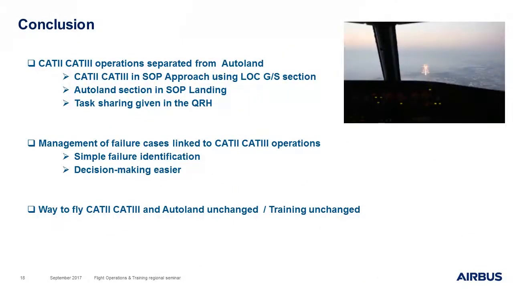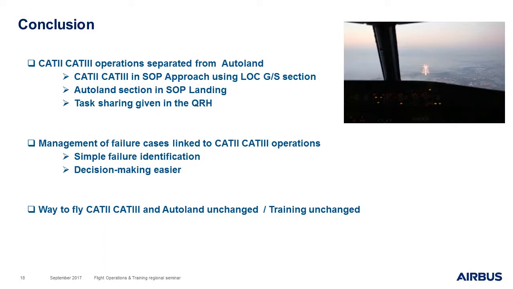As a conclusion of this presentation, we have seen that we have separated CAT2, CAT3 specificities from the Autoland specificities. CAT2, CAT3 specificities are covered in the SOP approach using LOC LIGHT SLOPE guidance. We also cover in this section the management of degraded guidance. We have also created a chapter Autoland in the SOP landing to provide the procedure to perform an autoland. The task sharing is also given in the QRH.